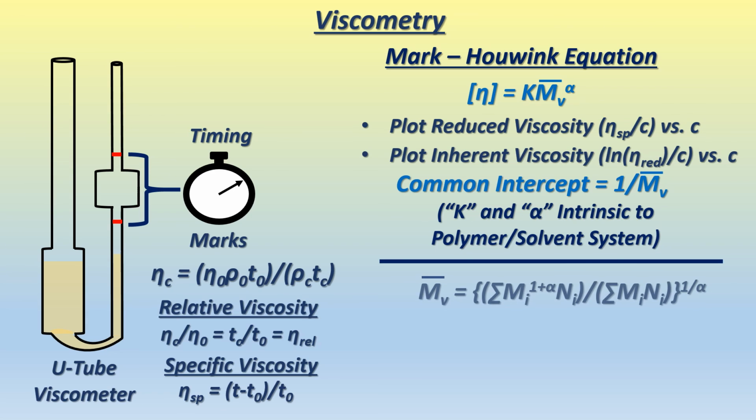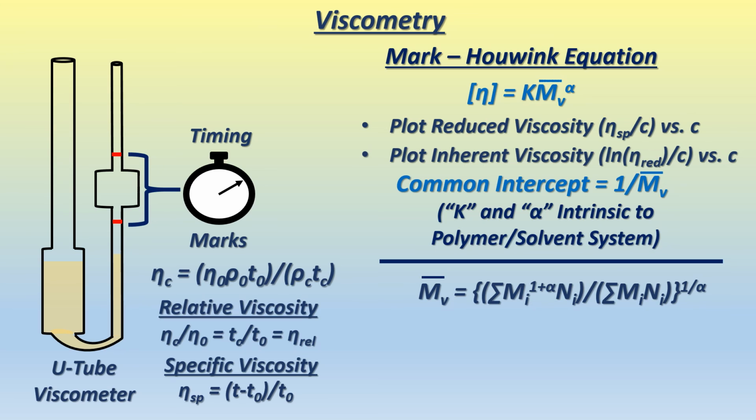In general, the viscometry average molecular weight looks a lot like the mass average molecular weight, as in it's a weighted average, except it includes this term alpha to account for interactions between the polymer and the solvent.